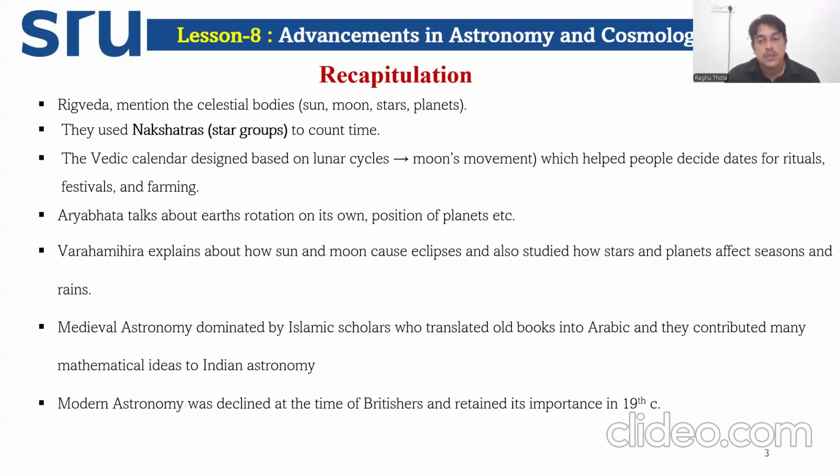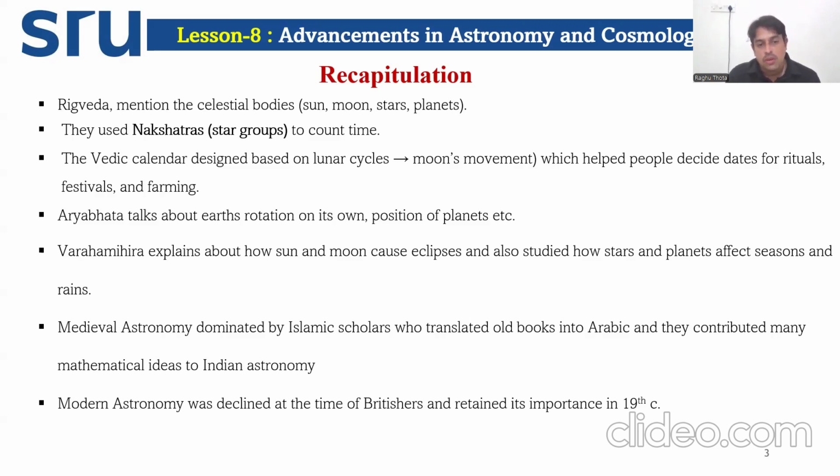Medieval astronomy, which was completely dominated by Islamic scholars because they invaded our nations, captured our kingdoms, and ruled our country at the time. Whatever the ancient books were there, they were translated into Arabic language. They also contributed many things to Indian astronomy through their research.